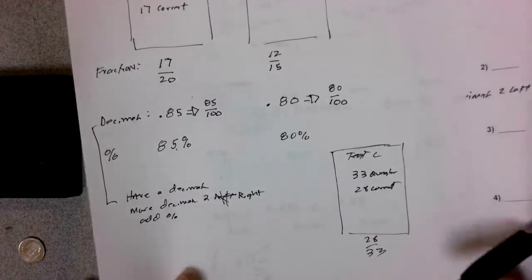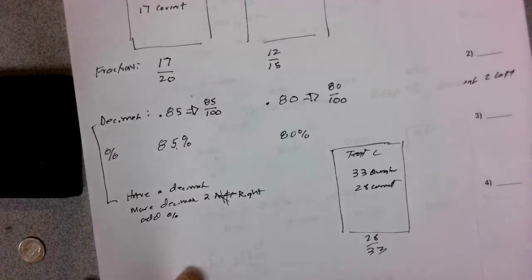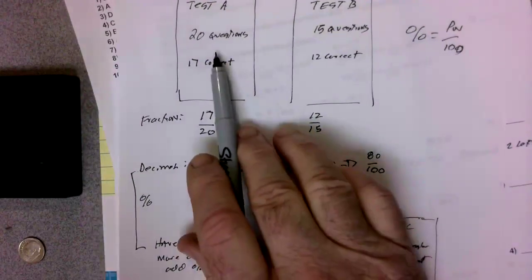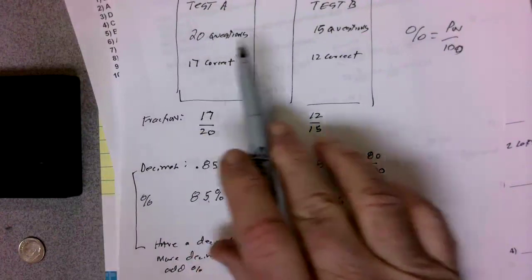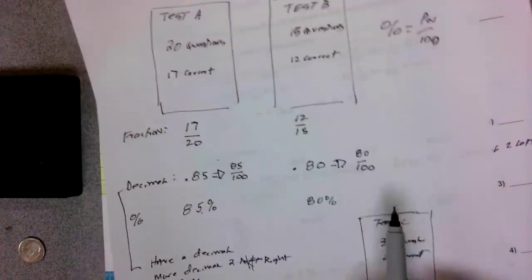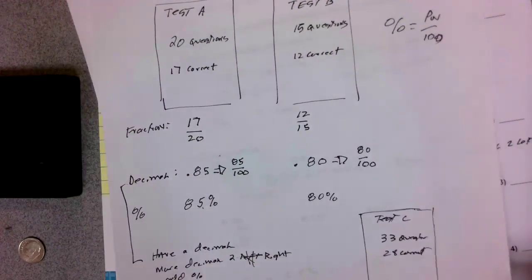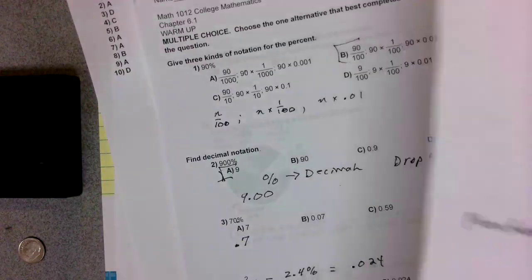So what percents allow us to do is compare quantities where the total amount is not the same. So here's a 20 question, 15 question, maybe a 33 question test, and I want to compare them on the same common basis. And so what do I do? I put them on a per 100 basis, basically.